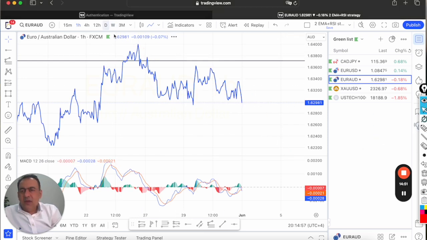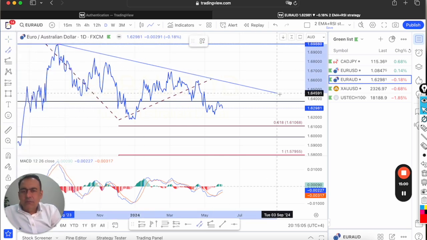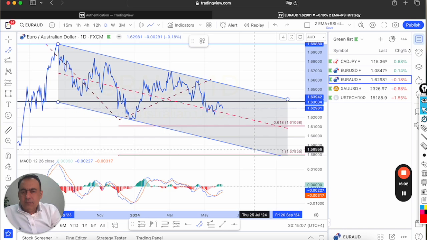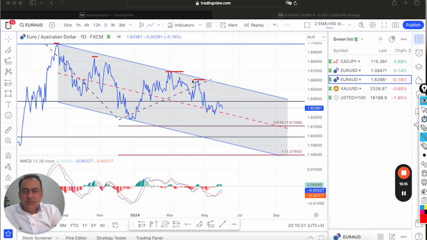Now, what is the plan? Going back to daily, this is the level to be maintained by the sellers. I can also draw a parallel channel here. So this is the declining parallel channel, bearish channel, and the buyers are not able to break above this channel. So this is the level to be maintained by the sellers. Invalidation would be the break above this falling parallel channel.